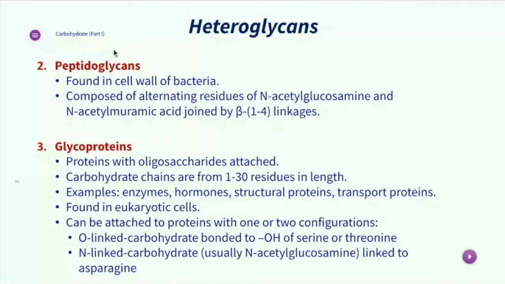And what about the peptidoglycan? It is found in the cell wall of bacteria. It is composed of N-acetylglucosamine and N-acetylmuramic acid joined by beta 1,4 linkages. And for glycoprotein, it is an oligosaccharide attached, with carbohydrate chains from 1 to 30 residues in length. Examples are enzymes; hormones are glycoproteins, structural proteins, transport proteins, and it is also found in eukaryotic cells.